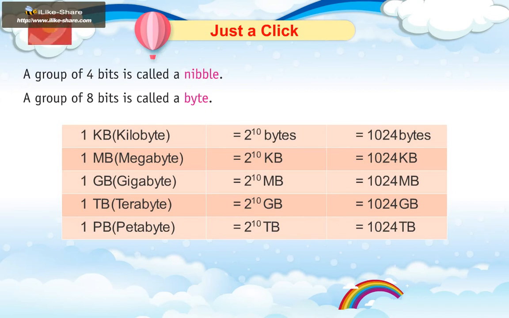1024 kilobytes. 1 gigabyte is equal to 2^10 megabytes, equals to 1024 megabytes. 1 terabyte is equal to 2^10 gigabytes, equals to 1024 gigabytes. 1 petabyte is equal to 2^10 terabytes, equals to 1024 terabytes.